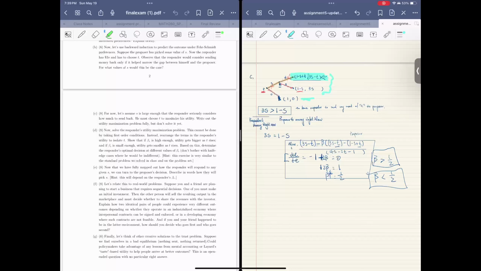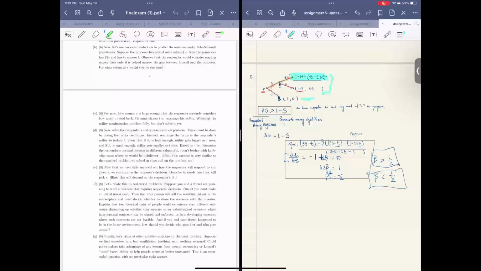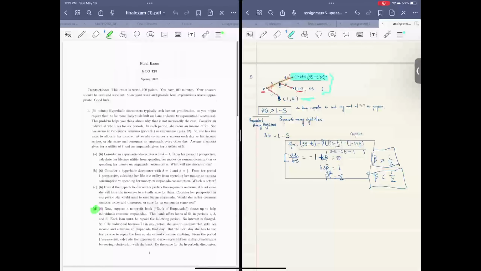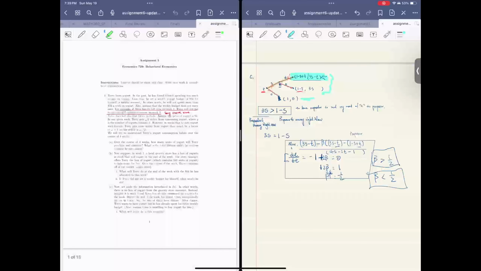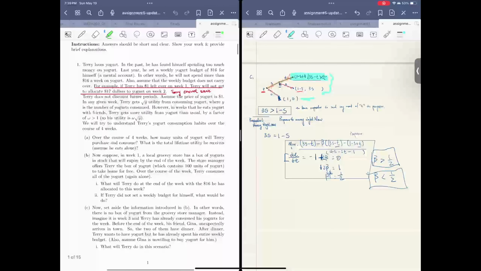Is Basu's exam cumulative? Is that what happened? Yeah, it is. Okay. Then you should go over it. Which homework was mental accounting? Assignment 5. Assignment 5, let me see. Yeah, this question. So the first question was mental accounting. Okay. Yeah.